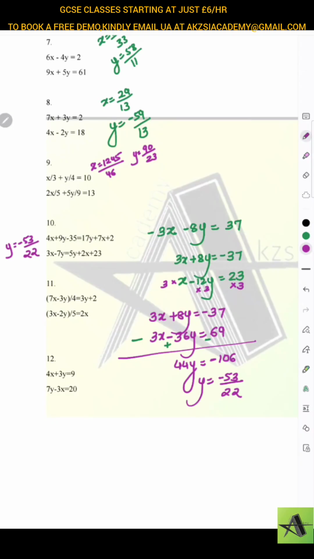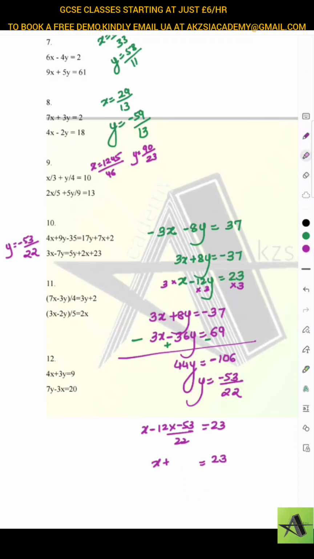Now substitute in either of the equation to get the value of x. So let me just substitute it here. So that will give me x minus 12 times minus 53 by 22 is equals to 23. Now this will be 53 multiplied by 12. That is x plus, because minus will become what? Plus, obviously. So plus 636 over 22 is equals to 23. We can further simplify it, and this will be 318 over 11.